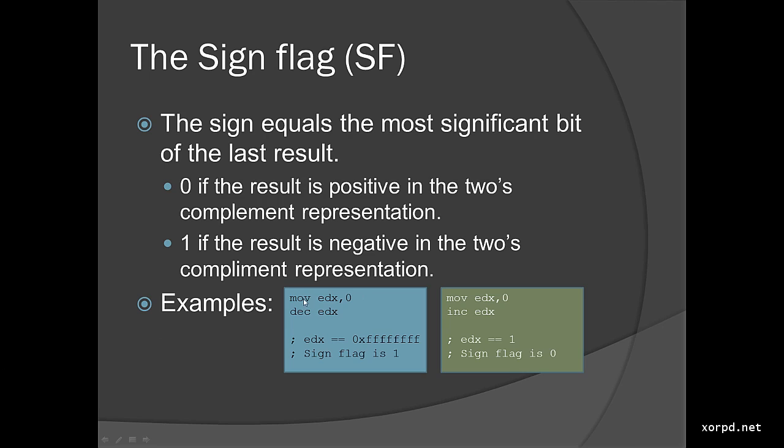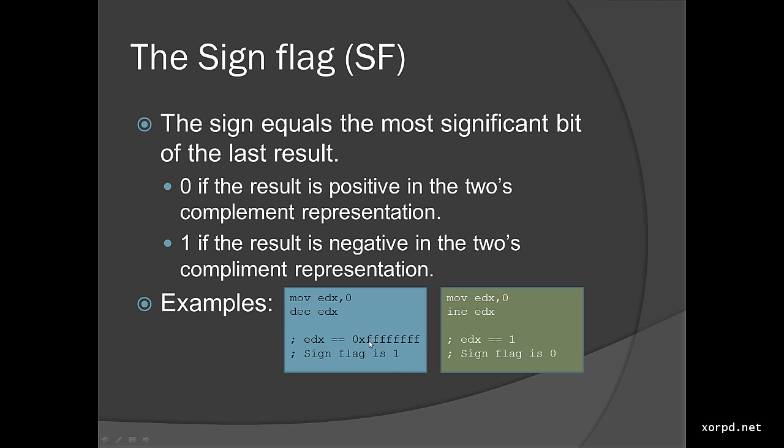The first one, move EDX 0, just zeros EDX. I remind you that this instruction has no effect on the flags, because it is not a calculation. It is an instruction about data transfer. The next instruction is decrease EDX. It just decreases the value of EDX by 1, which should result in this number. We have 8 F's here. And so the sign flag is going to be 1.